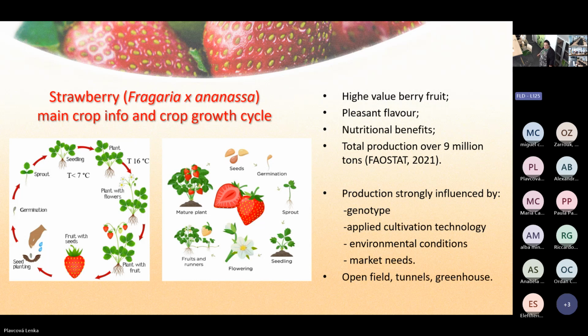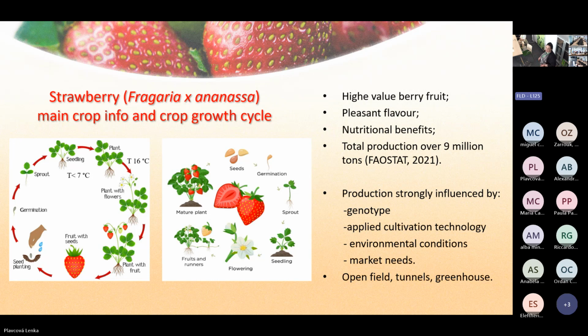When we look at the crop growth cycle, you could see on this photo that the crop has this cycle, and the most important part for thinking about irrigation is flowering time, and also after the harvest, because here it's the flower initiation for the next year. Of course, during the whole period the irrigation has to be optimized, because the strawberry has a really shallow root system, and doesn't tolerate too much water, and doesn't tolerate no water. Over-irrigation is also a problem.